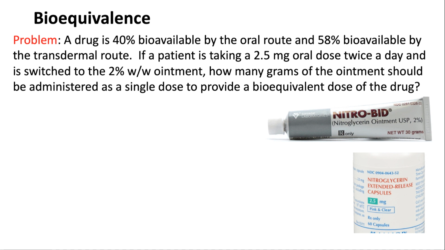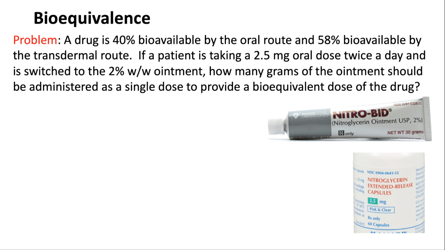So nitroglycerin, this drug, is 40% bioavailable by the oral route, and 58% bioavailable by the transdermal route, that is, meaning when applied to the skin. If a patient is taking 2.5 milligram oral dose twice a day and is switched to a 2% weight per weight ointment, how many grams of the ointment should be administered as a single dose to provide a bioequivalent dose of the drug? Okay, so what we're wanting to do is take our oral dose that we're getting and find a bioequivalent topical or ointment-based dose.